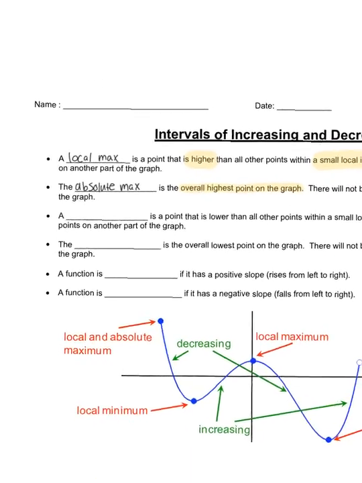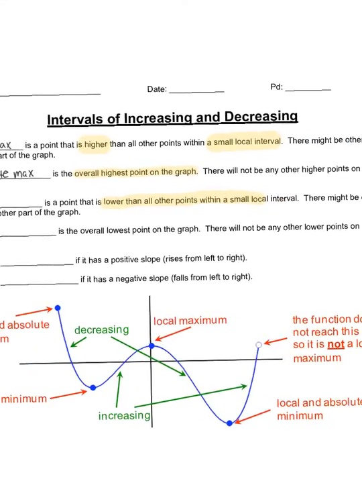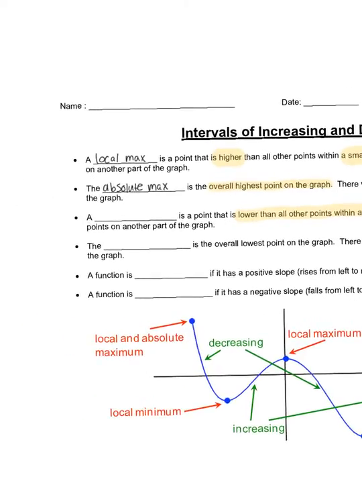The next one, a blank is a point that is lower than all other points within a small local interval. So it's the lowest point within a certain region. So that is going to be a local min. The next one is the overall lowest point on the graph. So that is an absolute min.